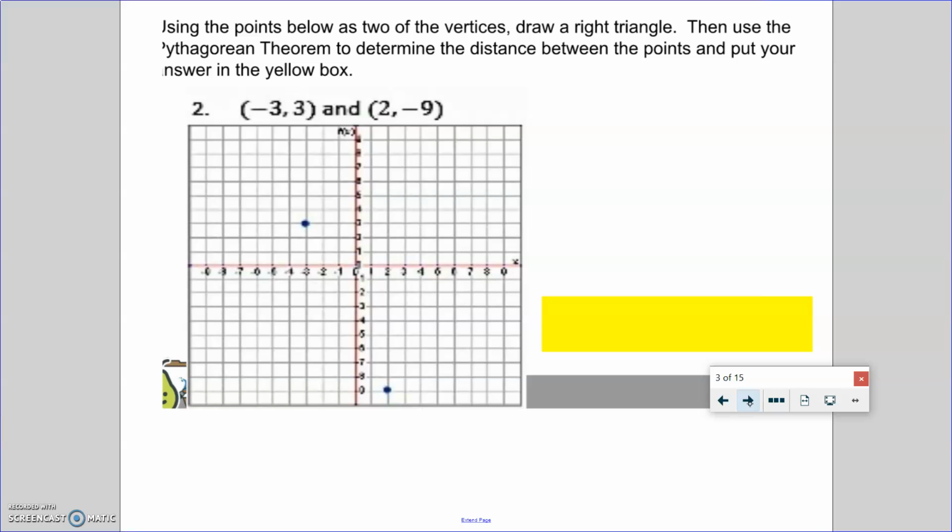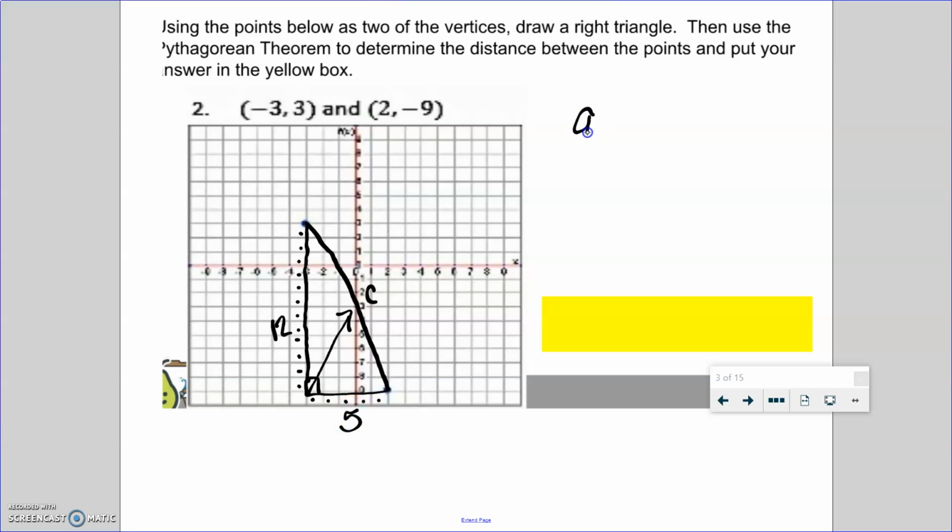Next, we're going to do the same thing. So if you notice, we have (-3, 3) and (2, -9). So we're going to create a right triangle connecting these 2 points. We are looking for the distance and we have a right angle here, so we're still looking for C. We're going to count our units: 1, 2, 3, 4, 5, 6, 7, 8, 9, 10, 11, 12. So the side length is 12. 1, 2, 3, 4, 5. This side length is 5.